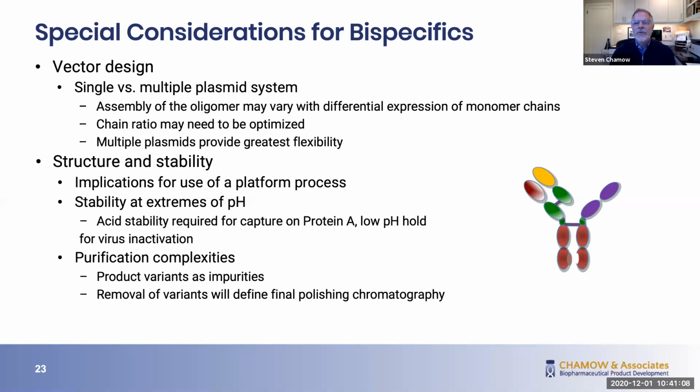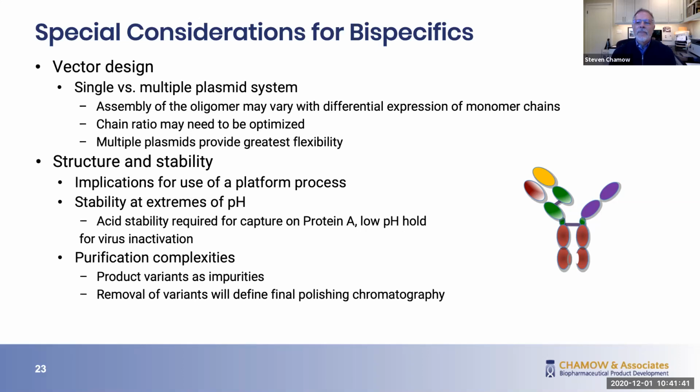So in the example, the graphic that we have here, this is a bispecific that is full length in terms of heavy chains, but it involves 3 distinct polypeptide chains. There's a heavy chain on the left, it's an intact heavy chain. There's a hybrid chain on the right, and then a light chain. And so the chain ratio in this case, as with many bispecifics, needs to be optimized.